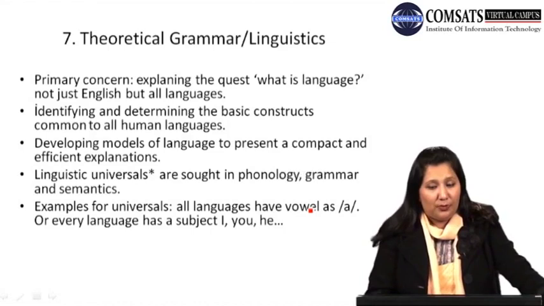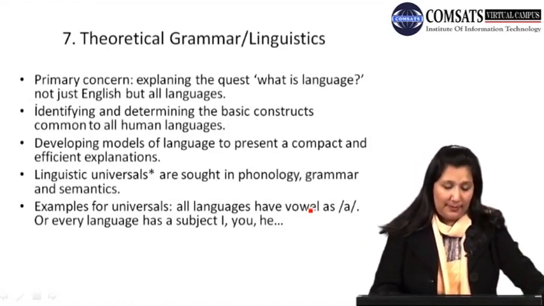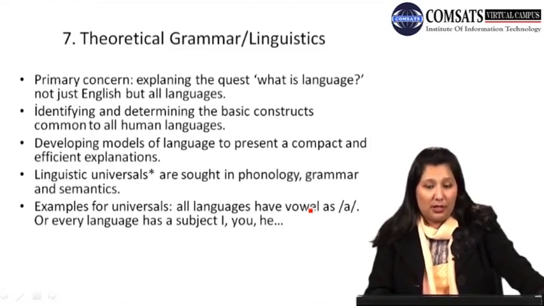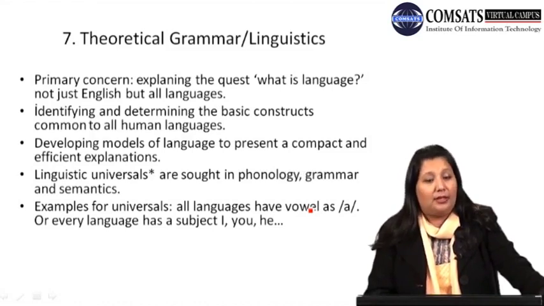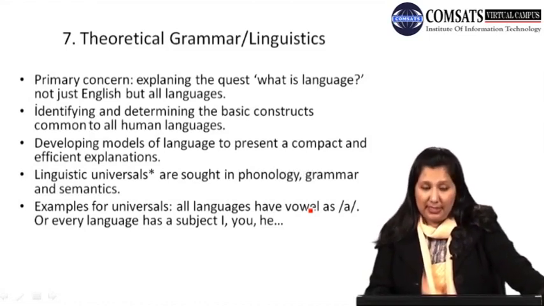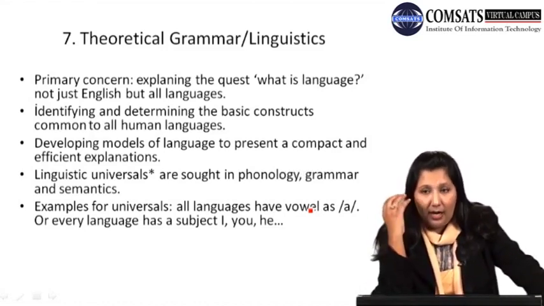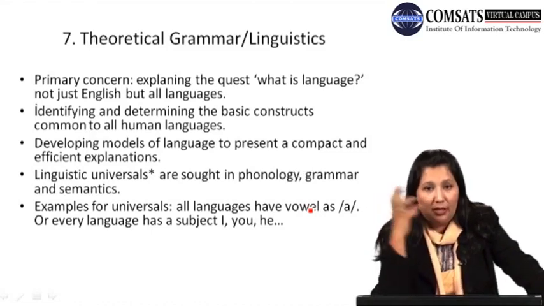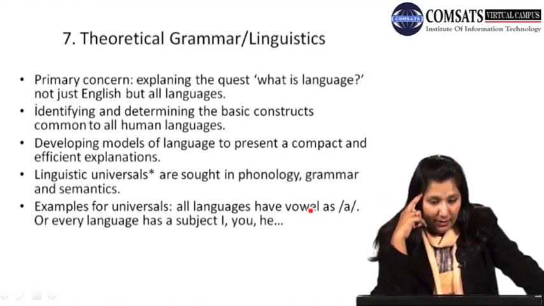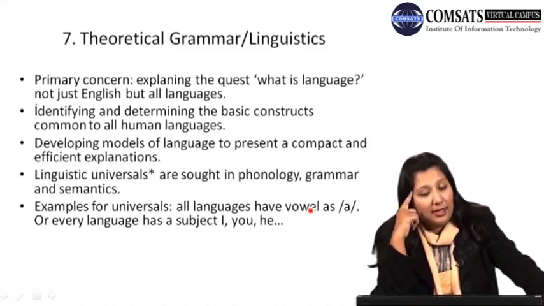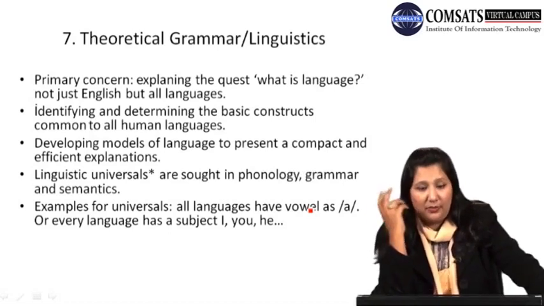Developing models of language to present a compact and efficient explanation. It would try to develop models of language to present compact and efficient explanations. It also deals with linguistic universals as sought in phonology, grammar, and semantics. What are linguistic universals? They are those universals that are similar in all the languages of the world. Examples of universals: all languages have vowels such as a, and every language has a subject, like I, you, he, etc.